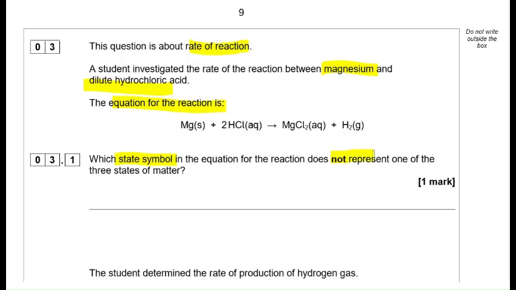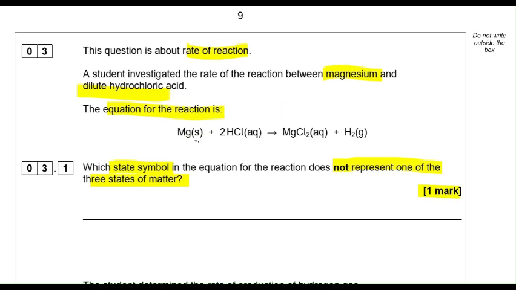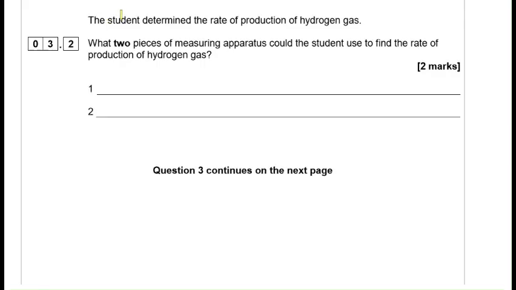Now, this is a question asking you if you know what all the states of matter are, but it's a sort of reverse psychology one. So if we look through each one, we've got magnesium is a solid, that's a state of matter. AQ, don't think so, but let's check the others. G for gaseous. So AQ for aqueous is not a state of matter, so that has to be written on the line for 1 mark, AQ. Next question.